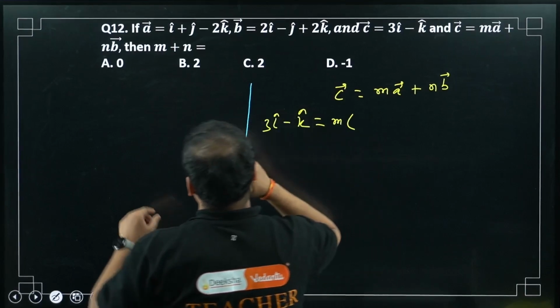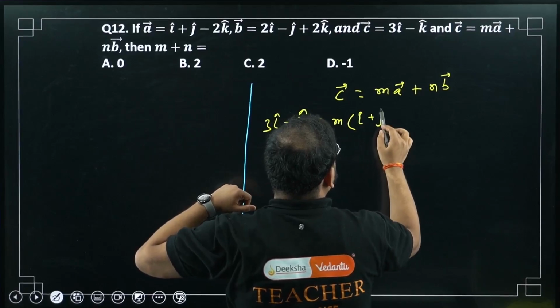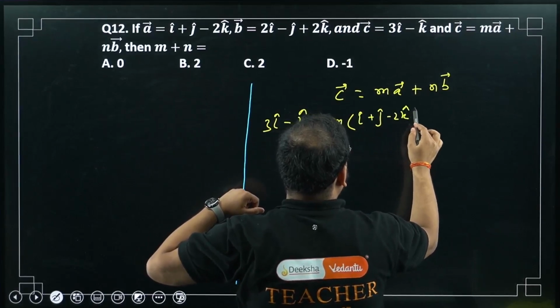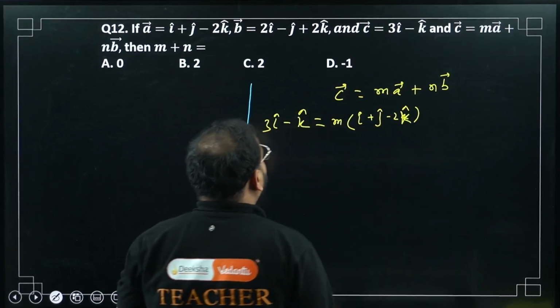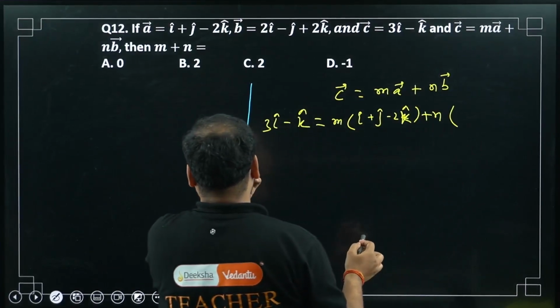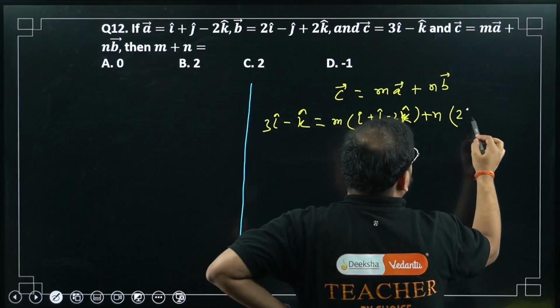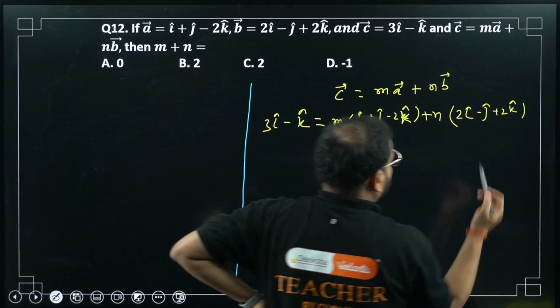M times a, what is a? I plus j minus 2k for a, right? Now for nb, plus n times b is going to be what? 2i minus j plus 2k cap.